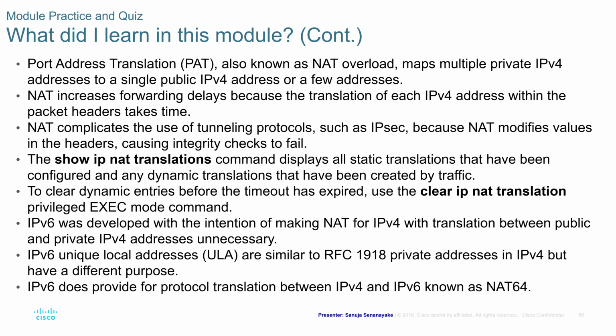We learned IPv6 was developed with the intention of making NAT, or network address translation for IPv4, with the translation between public and private IPv4 addresses, unnecessary. However, IPv6 unique local addresses, also known as ULA, are similar to RFC 1918 private addresses in IPv4, but have a completely different purpose, which we didn't go into depth on in this lecture. However, we mentioned that IPv6 does provide for protocol translation between IPv4 and IPv6, known as NAT64. So IPv6 still has a type of NAT which allows communication between IPv4 and IPv6 networks, and that particular methodology is called NAT64.